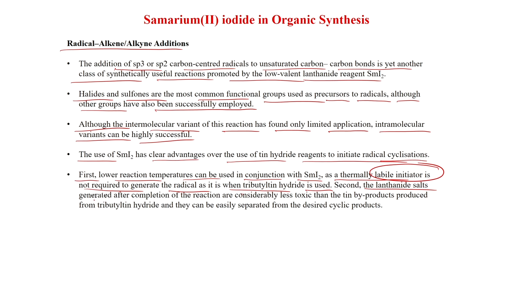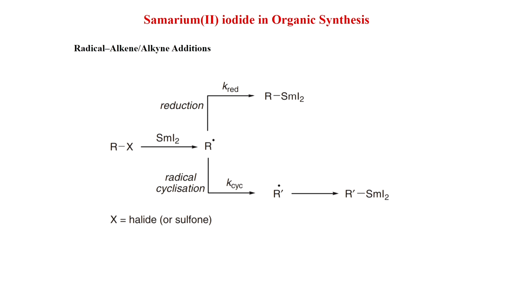Second, the lanthanide salts generated after completion of the reaction are considerably less toxic than the tin byproducts produced from tributyltin hydride, and they can be easily separated from the desired cyclic products. So, this is the reaction that we know: if a halide is there, then samarium iodide generates this radical, and this radical, with reduction, can generate this organosamarium iodide.